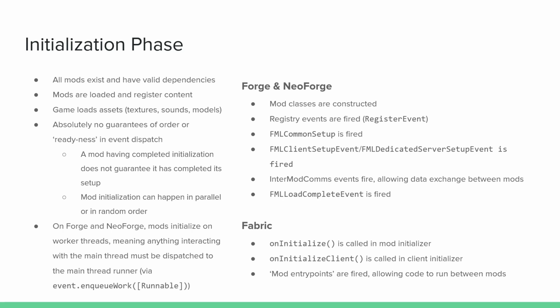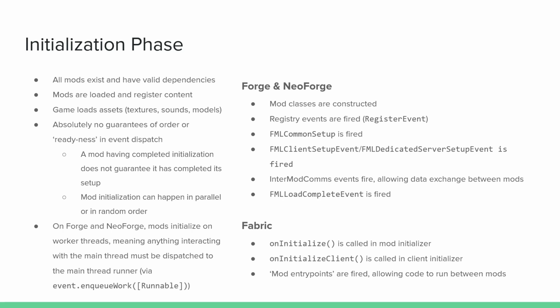So first you have the mod classes get initialized, and then the registry events fire, common setup fires, the sided setup events fire, and then intermod comms, which is an event system that lets mods actually communicate with each other, fires. So that's split into 2 phases. You can do sending message and then processing messages. And then finally, the load complete event is fired. So all the Forge lifecycle events start with FML. So FML common setup, FML load complete.